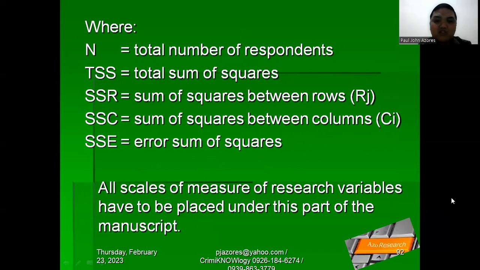All scales of measure of research variables have to be placed under this part of the manuscript. The scales must also be appearing, including their interpretations or their equivalents.